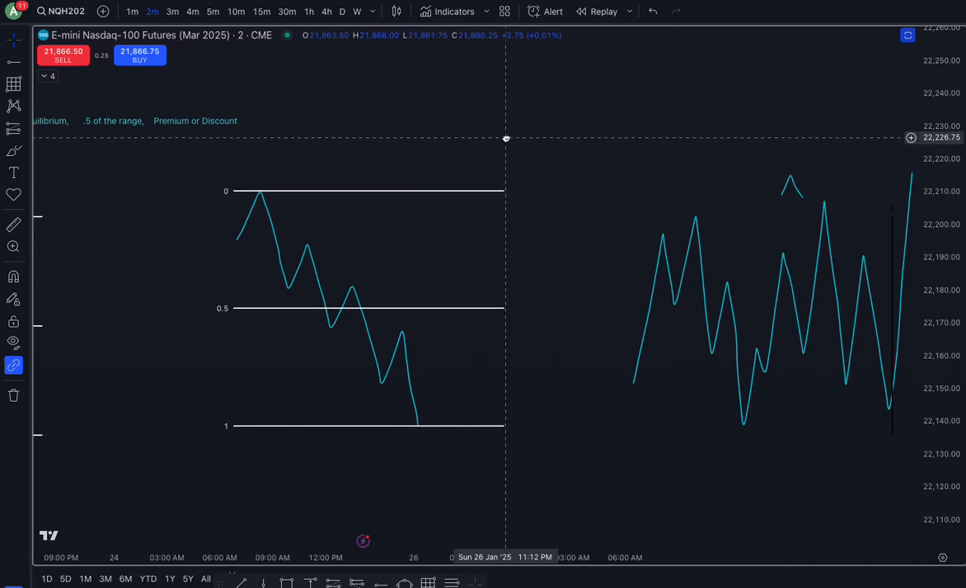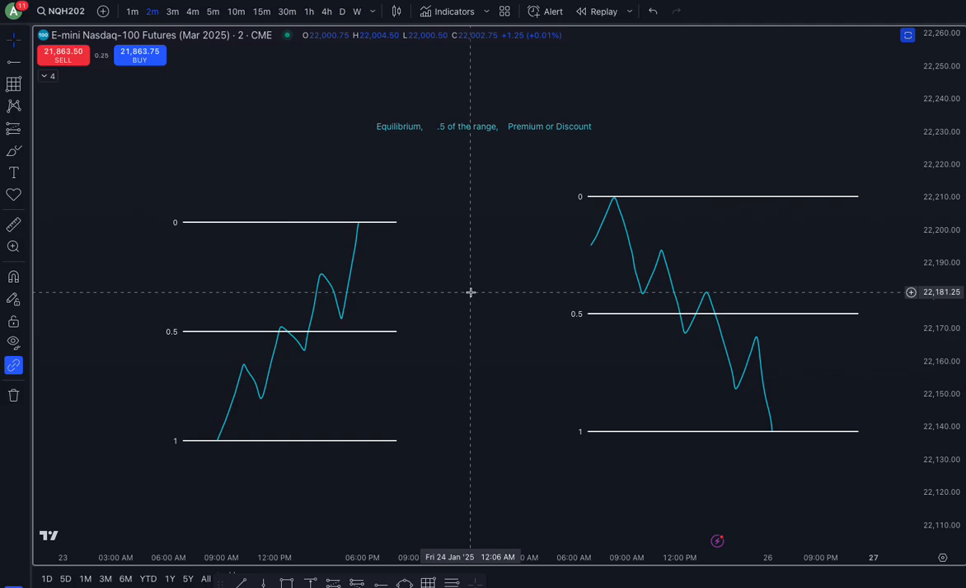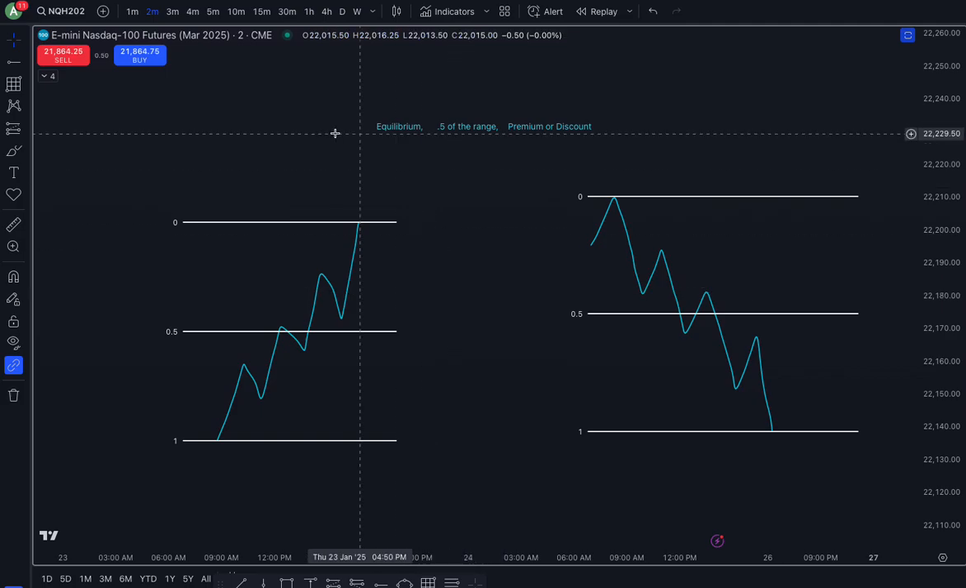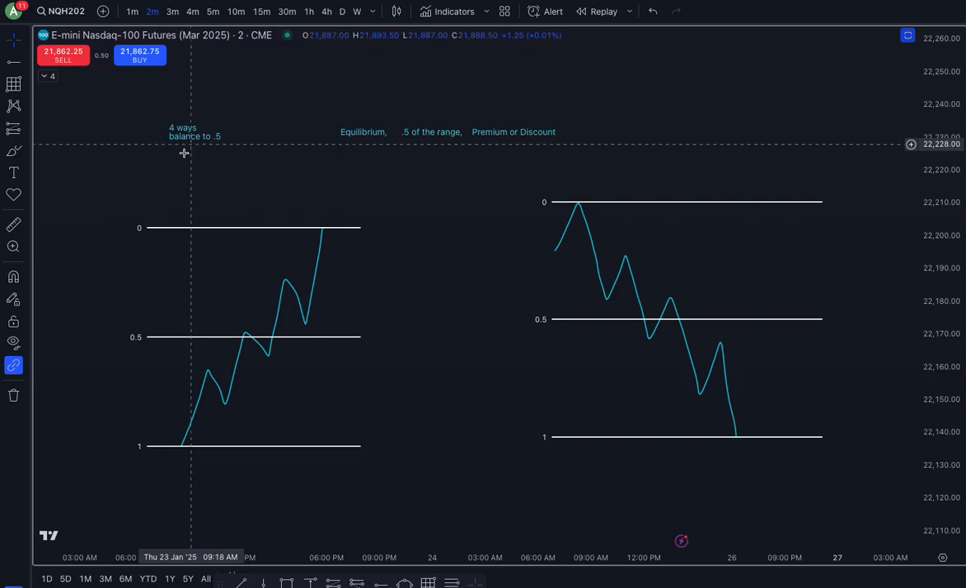Okay. So this is the next step for us to learn, or for me to teach you, because this is one of the 4 ways that the market moves. 4 ways the market moves. So let's see. A, it moves to balance to equilibrium. That's how we'll phrase it. Balance to, I'm just gonna abbreviate 0.5. But there's 4 ways the market moves. Easiest one to teach, and the first one I'm going to teach, is equilibrium.